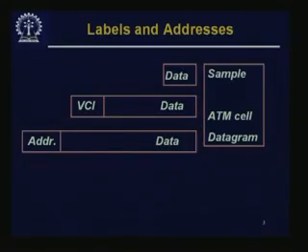Now, before this virtual circuit, as we see in the sample, suppose we have the data. In the ATM cell, the data would be preceded simply by the virtual circuit identifier, and this might have two parts, VPI and VCI. Whereas in a regular datagram, the entire address may have to be there in each packet.